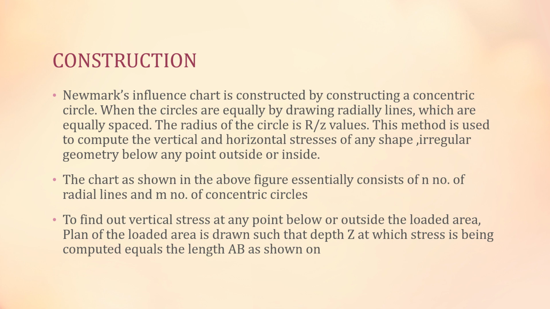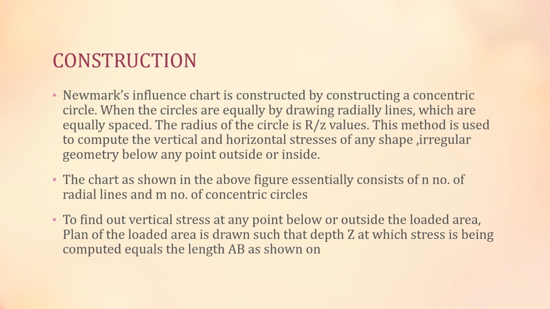Construction: Newmark's influence chart is constructed by drawing concentric circles. The circles are divided by radial lines which are equally spaced. The radius of each circle is given by R by Z values. This method is used to compute the vertical and horizontal stress of any shape, irregular or geometrical, below any point outside or inside. The chart shown in the above figure essentially consists of n number of radial lines and m number of concentric circles.